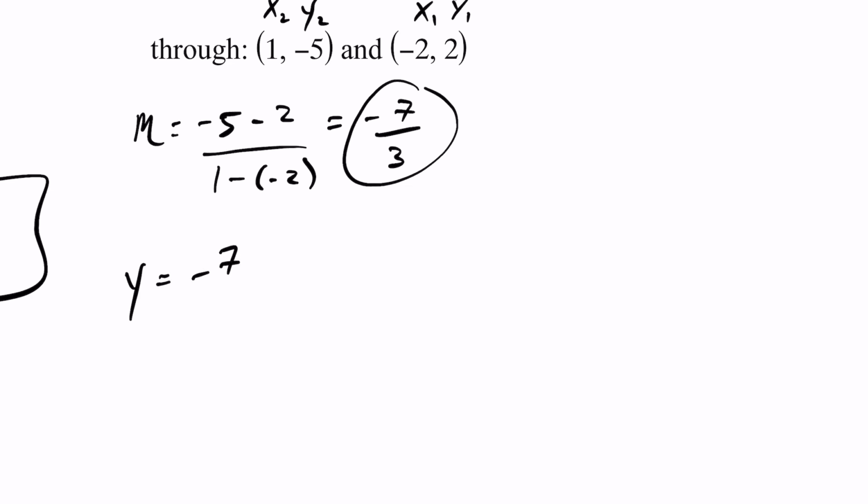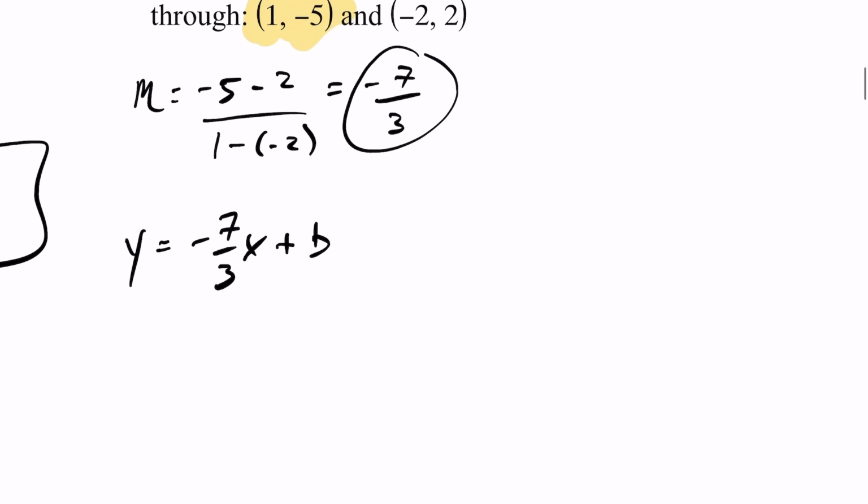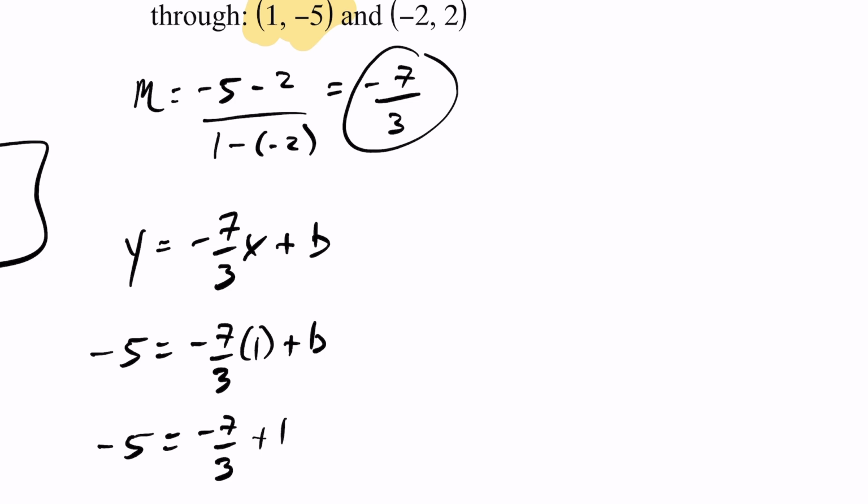So my equation is y equals -7/3 x plus my b value. Again, I can choose either point to sub in. I'm going to sub in the first point that's given to me. So subbing this in, my y value is -5, and my x value is 1. So I end up getting -5 equals -7/3 plus b.